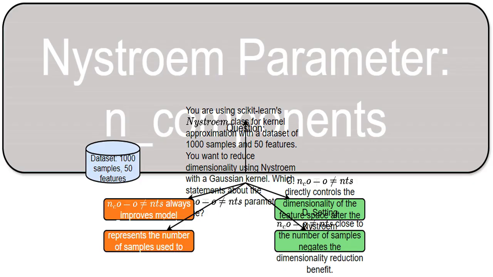This parameter in Sklearn's Nystroem class controls how many eigenvectors are used to approximate the kernel. Think of it like this. You have a giant puzzle, and Nystroem helps you solve it faster by using only a subset of the pieces to represent the whole picture. The n_components parameter determines how many of those key pieces you'll use.